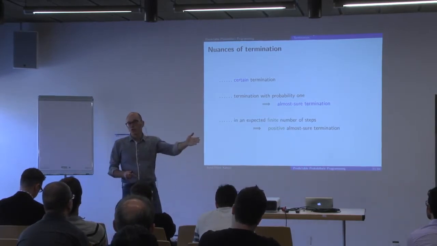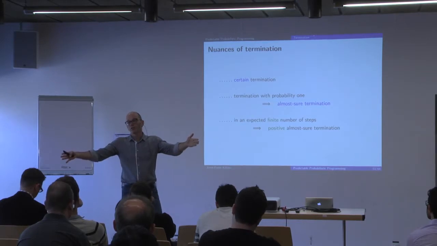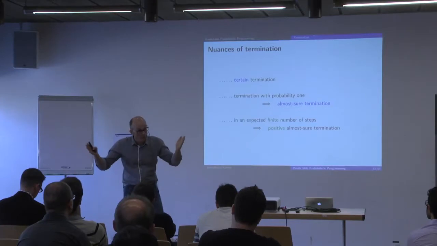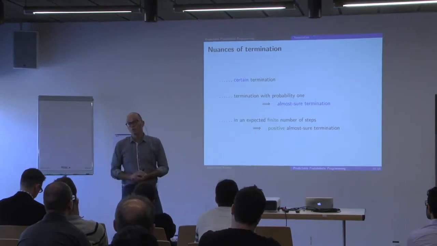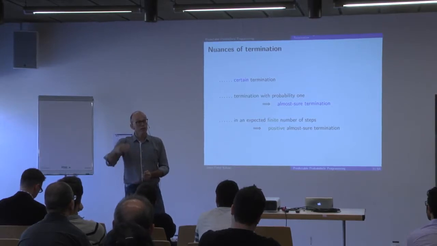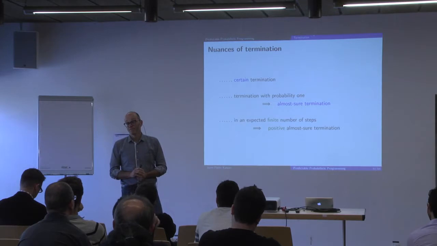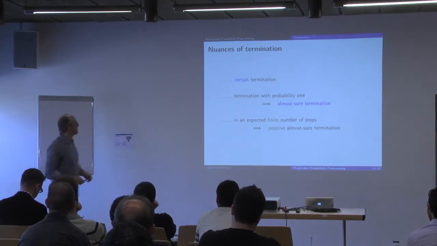I mean, termination in the ordinary sense means, of course, you terminate after finitely many steps. This is obvious. In a probabilistic setting, this is no longer true. You can have a program that terminates with probability 1, but it takes on expectation infinitely many steps to do so. Good, let's look at some examples.